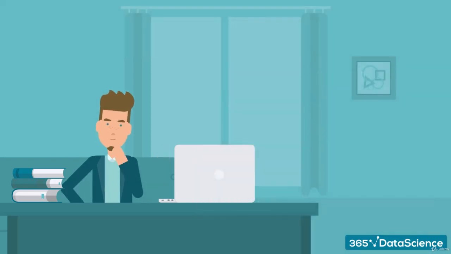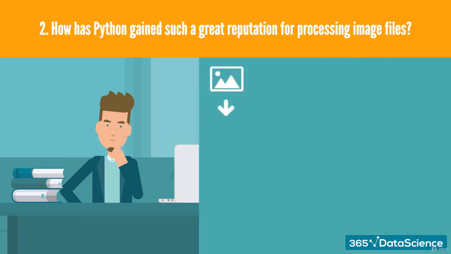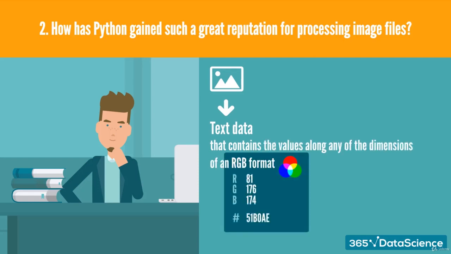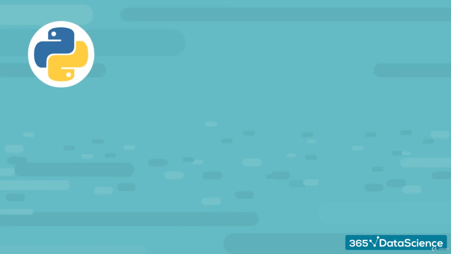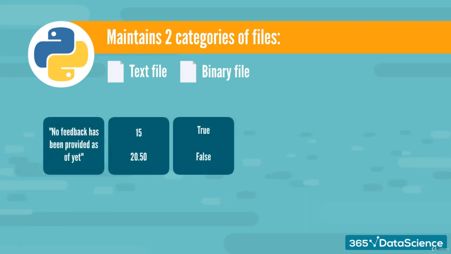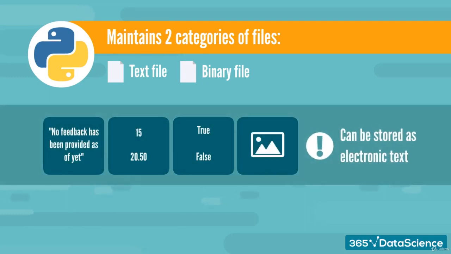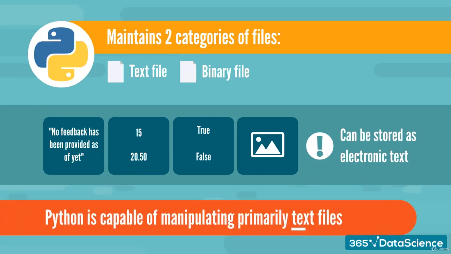Second, you may wonder, how has Python gained such a great reputation for processing image files? Well, this can only happen when image files have been transformed into text data that contains the values along any of the dimensions of an RGB format. This allows the storage of images as colors in a number format. That said, the takeaway from this lesson should be that Python handles two types of files, text and binary. You should also remember that multiple data types like text, numbers, Boolean, or image files, for example, can be stored as electronic text. That's why Python is capable of manipulating primarily text files.